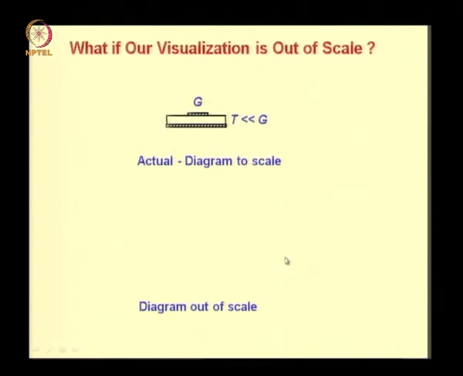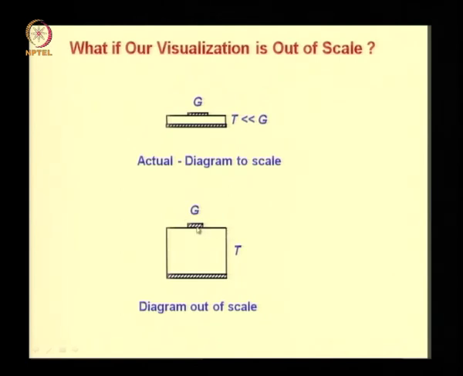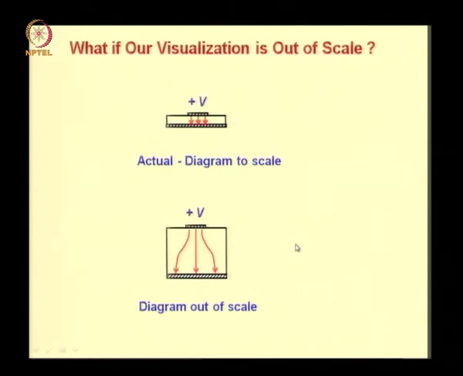However, suppose we draw the diagram as follows, and we don't take care to show T to be much less than G. Now what difficulties can arise in modeling? Let's show the current flow picture. Now you see that the current flow in our resistor for T much less than G is predominantly one dimensional, whereas if you draw the structure in this fashion, current flow is clearly two dimensional because there is a lot of scope for the current to spread laterally.